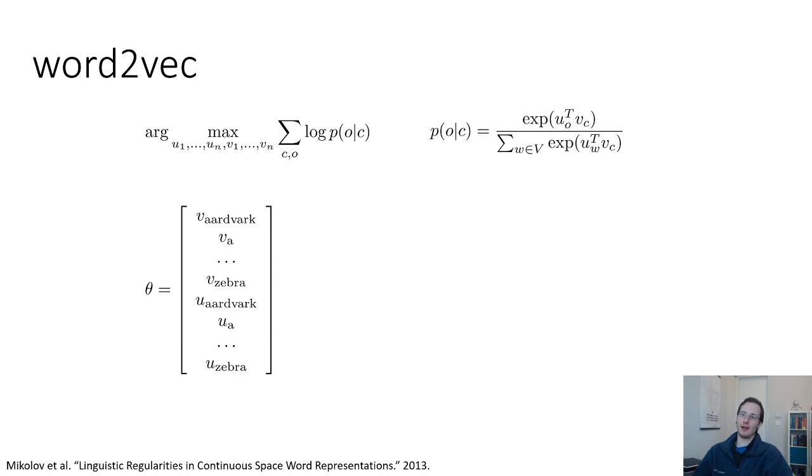So our parameters for this optimization are just the V and U vectors for every word in the dictionary. So if you sort the words alphabetically, you have like V aardvark, VA, etc., all the way down to V zebra, and then you have U aardvark, UA, all the way down to U zebra. Now, why do you have two vectors instead of one vector? Well, it makes optimization a little easier. It actually makes it easier to optimize if the U and V don't have to be the same for the softmax.